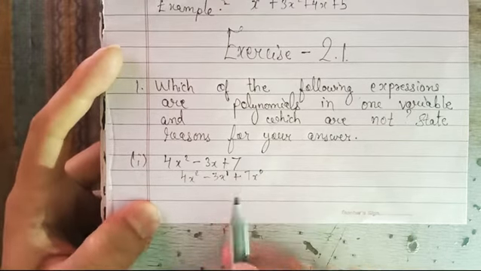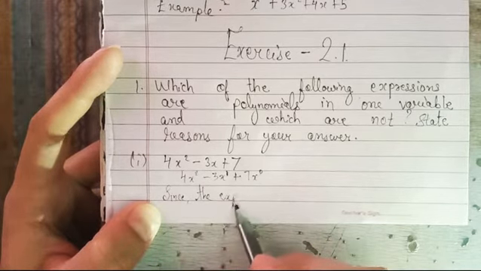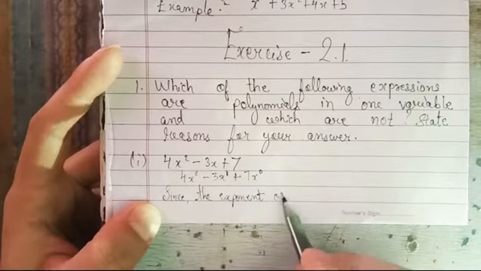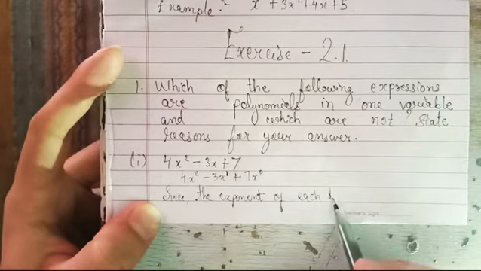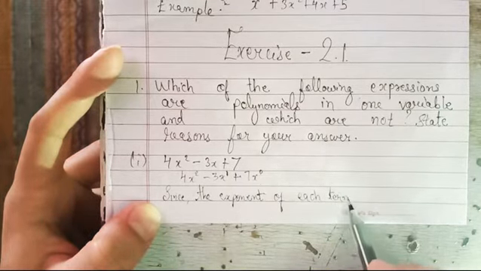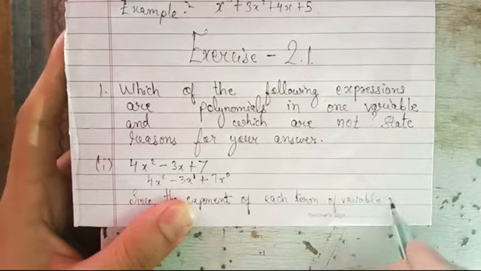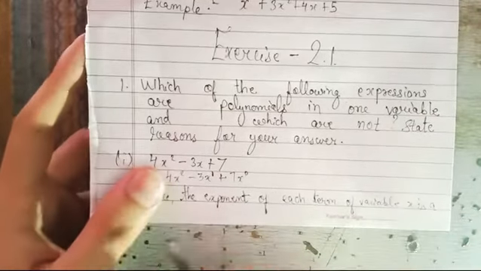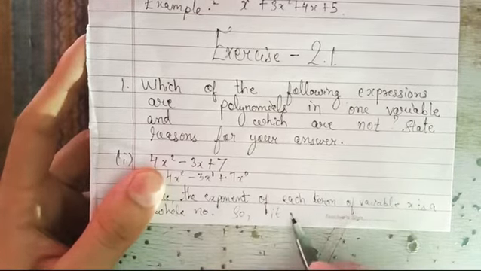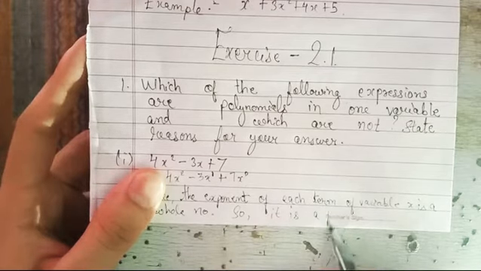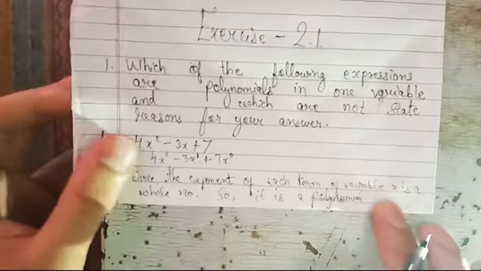So here we will write, since the exponent of each term of variable x is a whole number, so it is a polynomial in one variable.